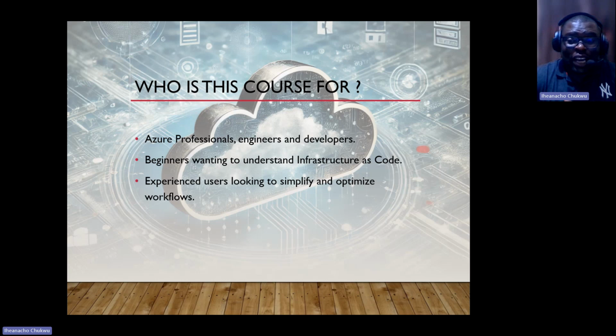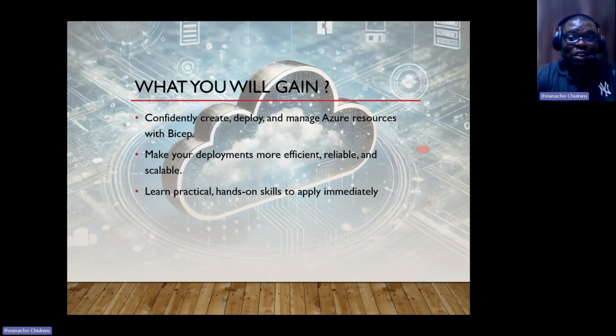Whether you are a beginner looking to understand IaC, or you have some IaC experience and you are looking to improve your existing workflows, this course will give you practical skills you can use right away. By the end of this series, you will know how to create, deploy, and manage Azure resources using Bicep. Your infrastructure deployments will be more efficient, reliable, and scalable across all your environments.